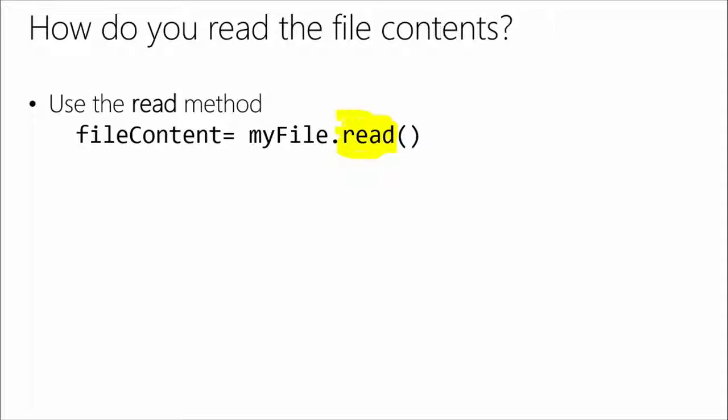What this will actually do is return the entire file contents into one great big string. So when I call the read method, it returns the entire content of the file, every single line you've got in there, everything inside, and dumps it all into one big string. So file content is going to contain all of the file.